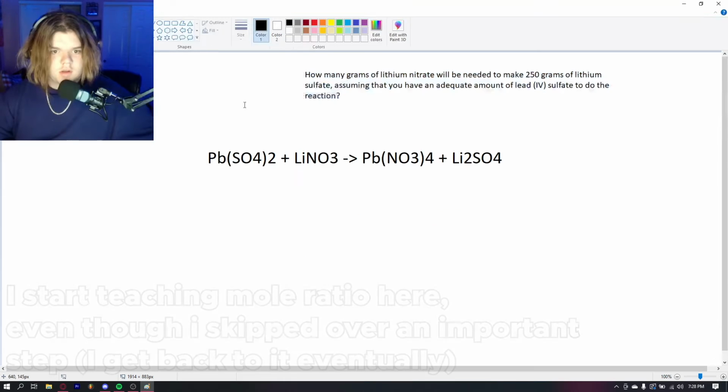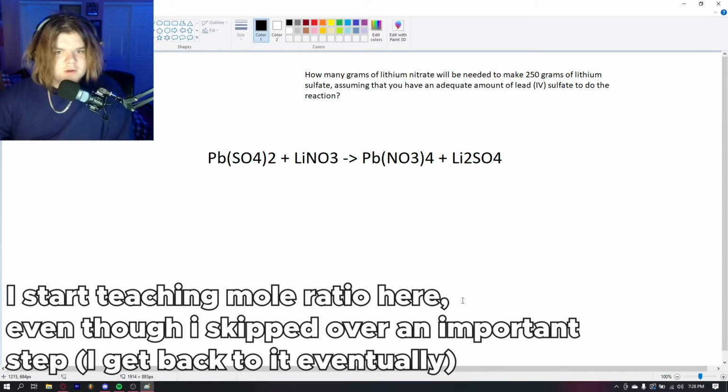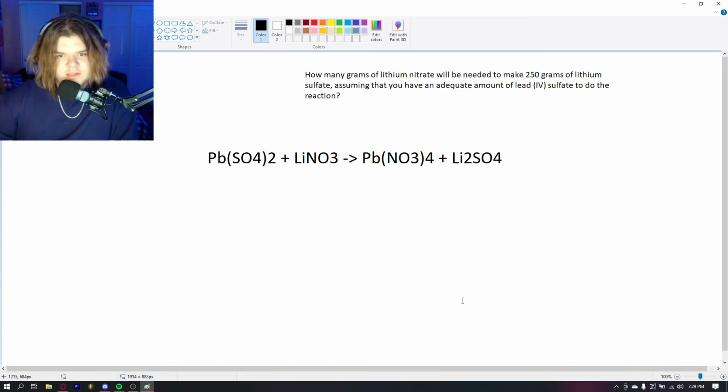There it is. We need to find out how many grams of lithium nitrate will be needed to make 250 grams of lithium sulfate, assuming that you have an adequate amount of lead sulfate to do the reaction. How do we do it? First, we have to balance the equation. Basically, what we need to do is figure out numbers and stuff. I don't really know how to explain it.